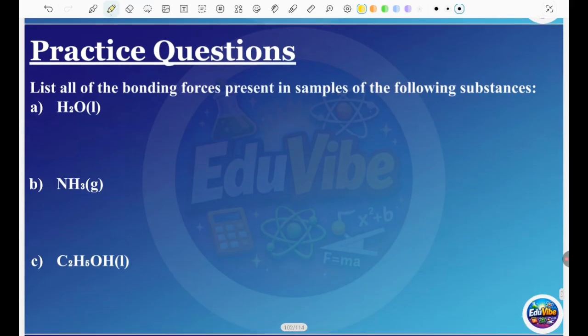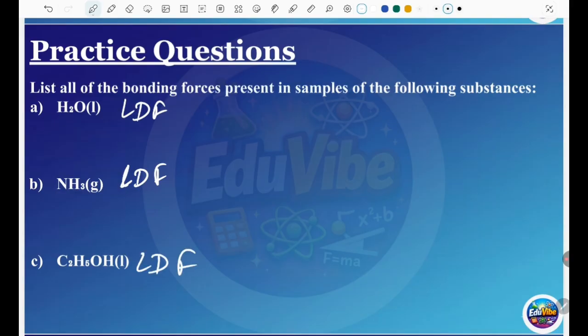So the last question for this: you have to find the bonding forces present in the samples of the following substances, whether LDF, dipole-dipole, or hydrogen bonding. So that's the question, to tell what forces they have, all of these. So first is H2O. As I told you, all should have the LDF. So this is LDF, this is LDF, this is also LDF.